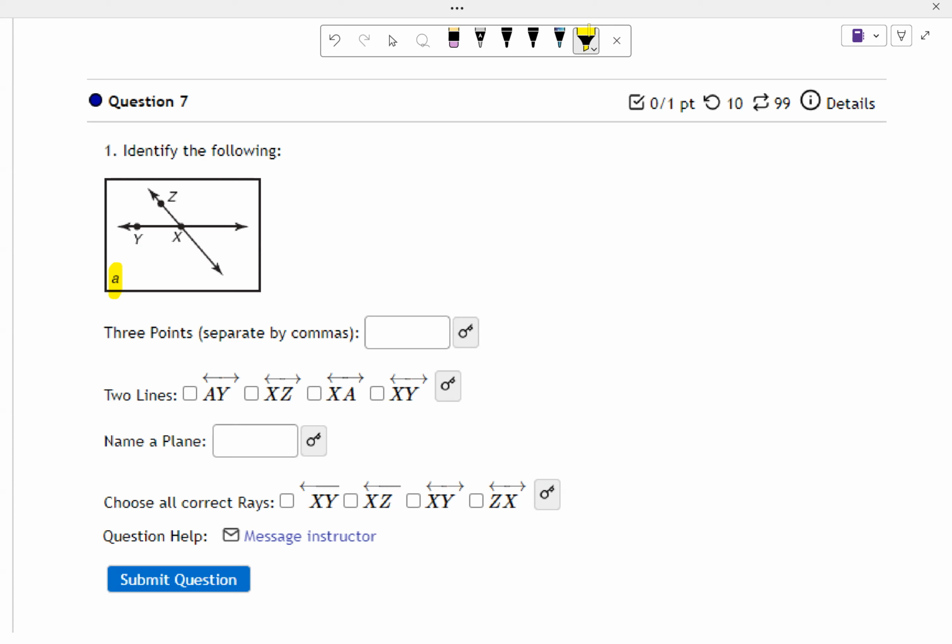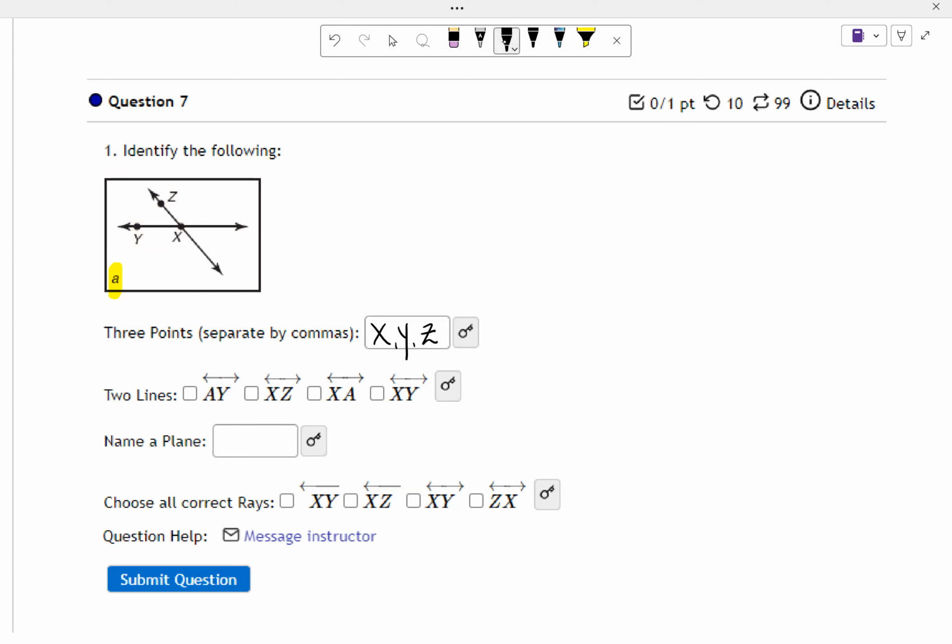All right, so let's start. 3 points separated by commas. I look at this diagram and I see that there are 3 points, Y and X and Z. So I'm going to type capital X, comma, capital Y, comma, capital Z. And if I don't use capital letters, it might not give me the right answer.